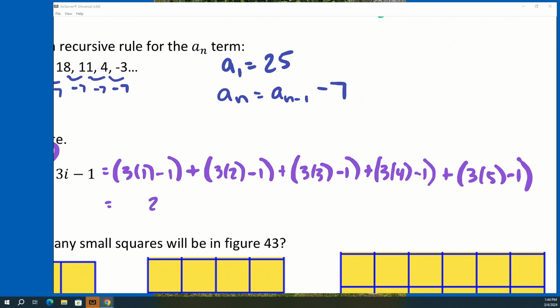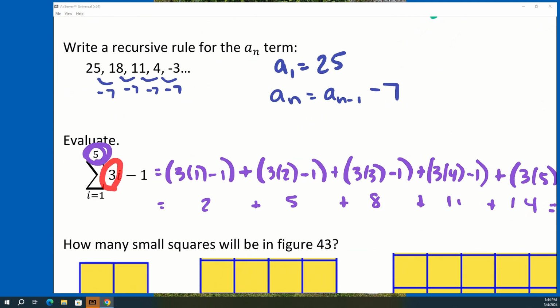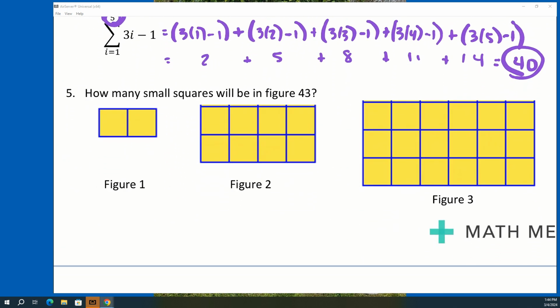All right, so this is going to be 2 plus 5 plus 8 plus 11 plus 14, which is 40. You just added 3. So what? So you just added 3. It did. That's because basically the slope is 3. I like it when you guys see these patterns.